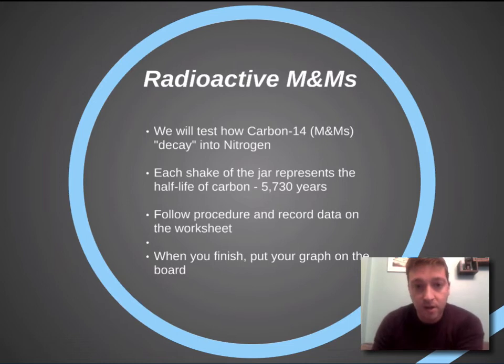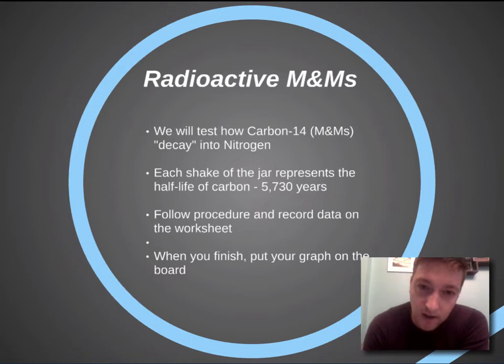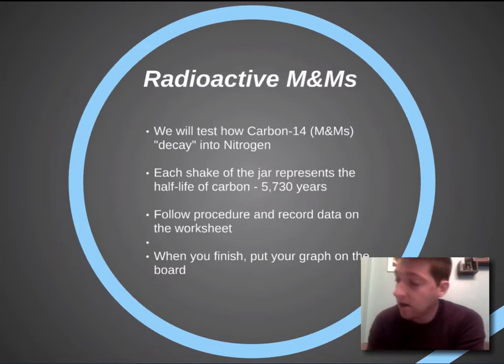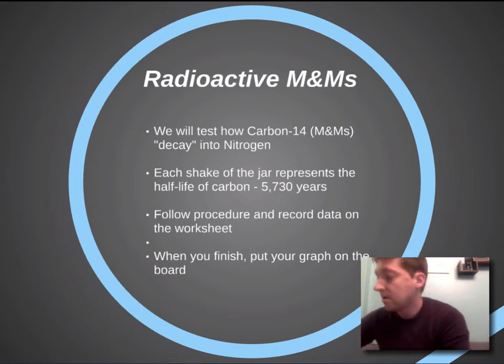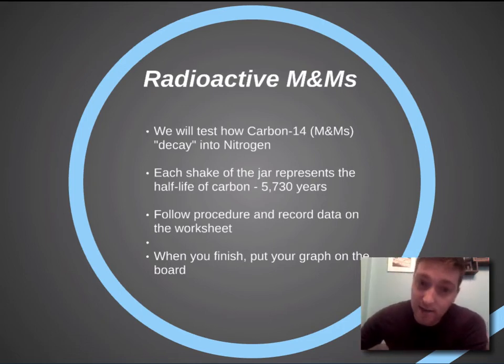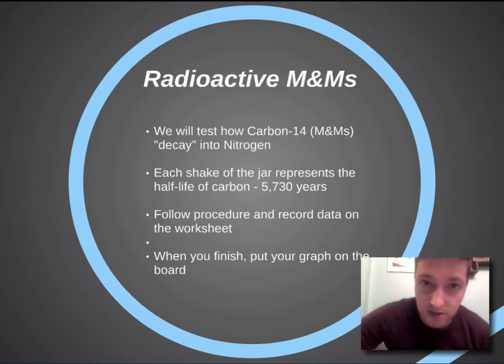So the ones that are tails, I will say, have decayed into nitrogen. So those are not going to change back to carbon. I'm going to write down those numbers on a piece of paper. So after one half-life, I still have 12 carbons, but 8 of them changed into nitrogen. And I'm going to write down those numbers. Now I'm going to set aside the nitrogens, because they're just going to stay nitrogens forever.